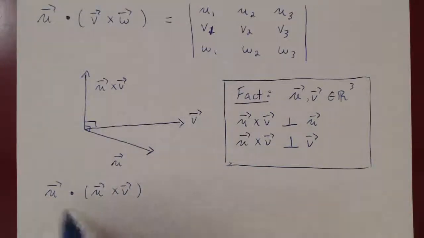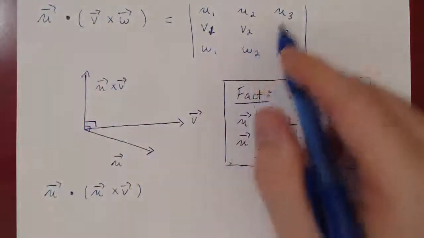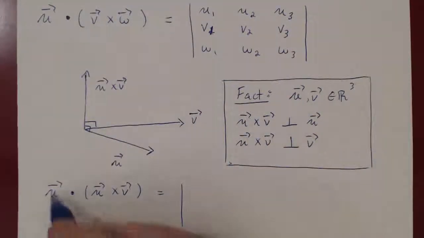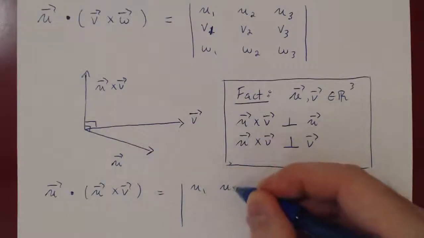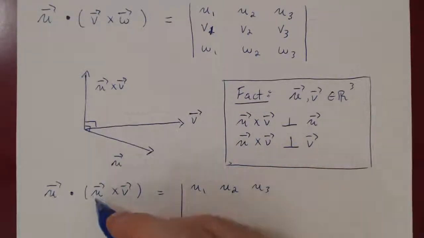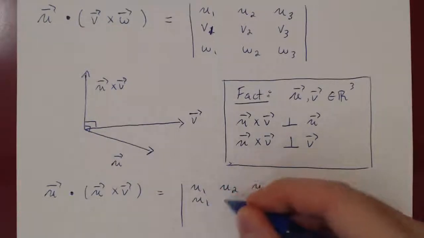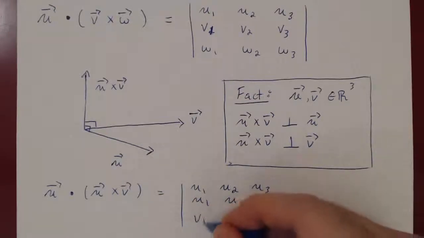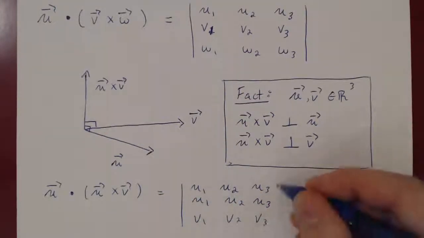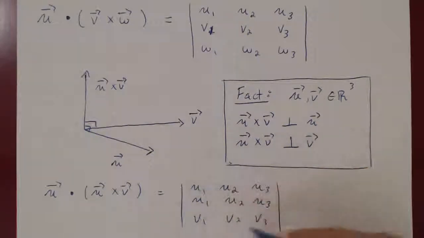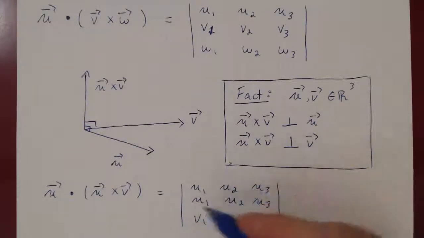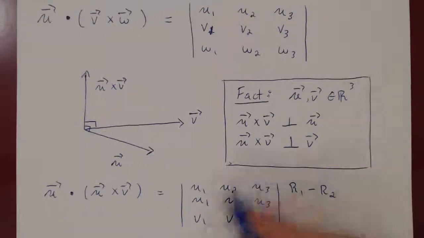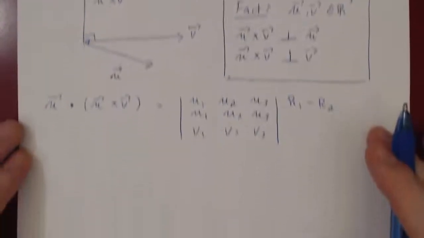But if you notice, this is exactly the scalar triple product. So we now use this equality. U dot u cross v is the determinant of the matrix whose first row is given by the coordinates of vector u, whose second row is given by the coordinates of vector u, and whose third row the coordinates of vector v. And why is this equal to 0? Well, if you just look, the first and second row are the same, so we can do row 1 minus row 2. This will change the matrix, but not the determinant.